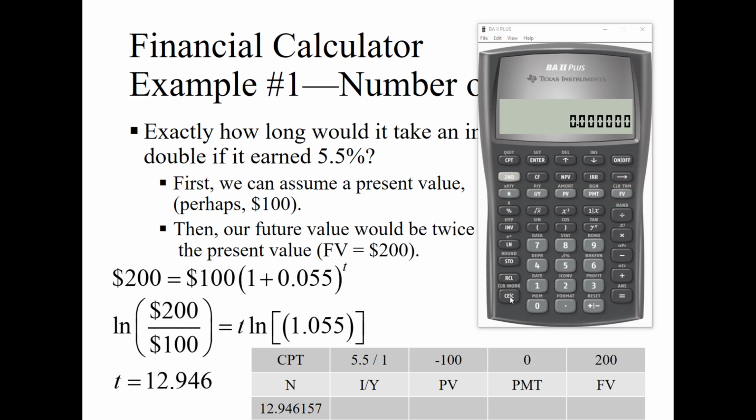So the first thing I'm going to do is hit second and FV, and that's going to clear our time value of money worksheet. In this case, I'm calculating N, so I don't need to put a value in for it. Our I, or our interest rate in this case, is 5.5%, so I'm going to hit 5.5 and then I/Y.